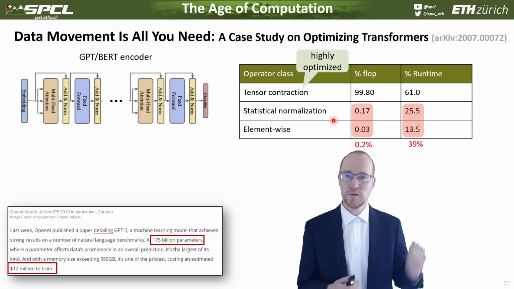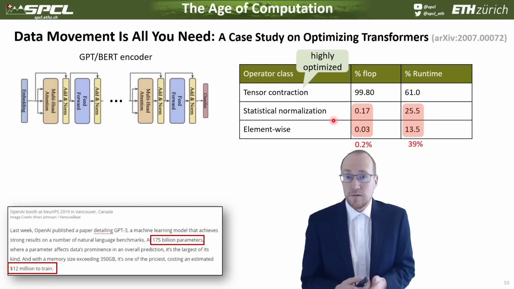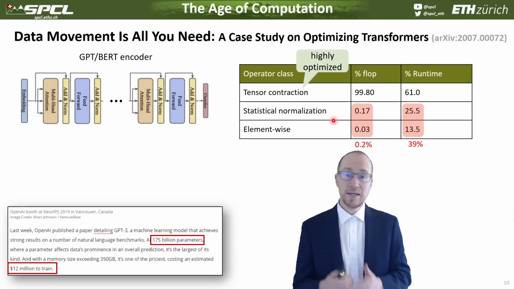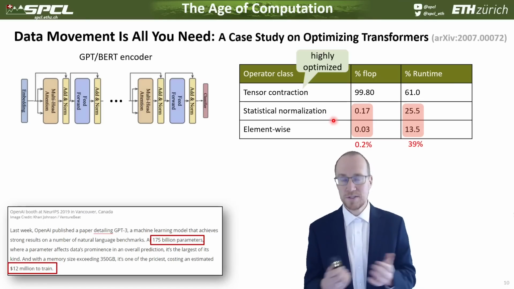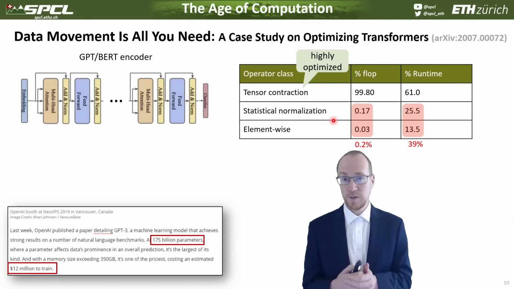0.2% of the operations cost 40%. So what happens if it's not operations? Well, it's all about data movement. The data needs to be moved to the operational units and processed in rather inefficient ways compared to matrix multiplication.